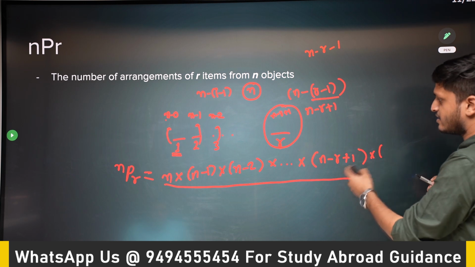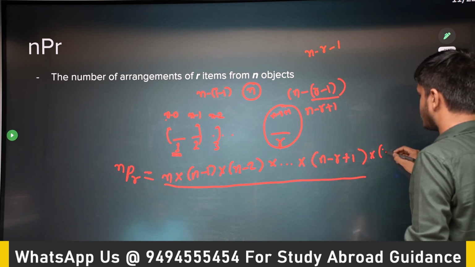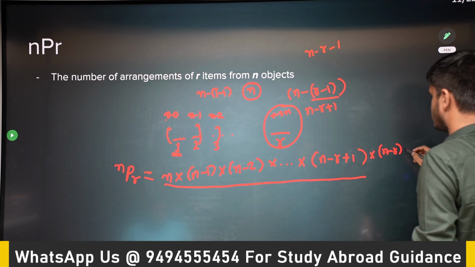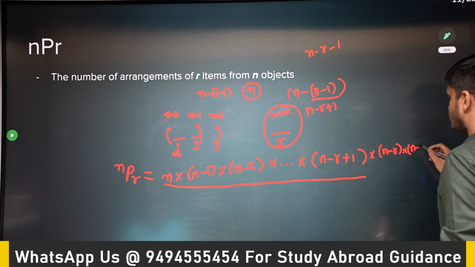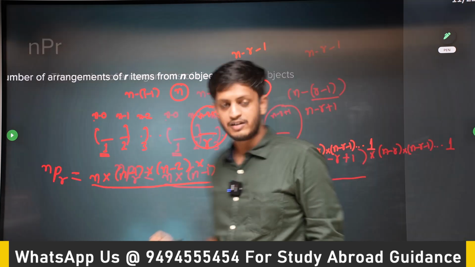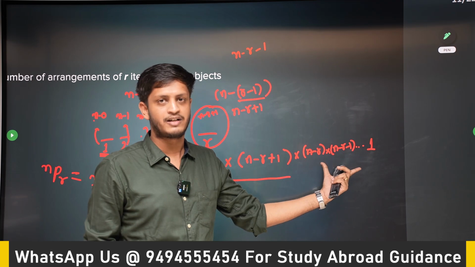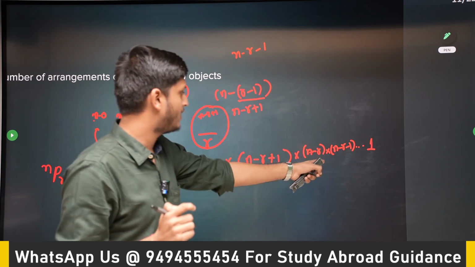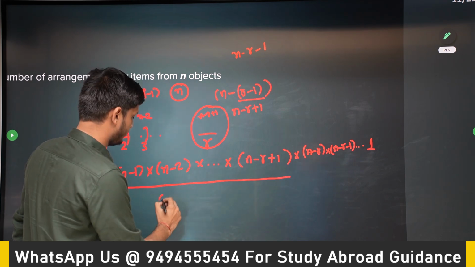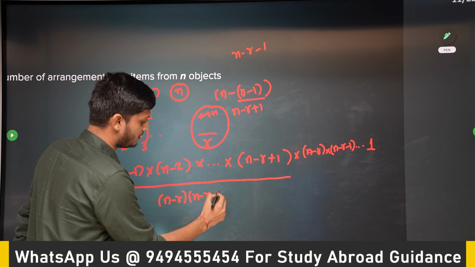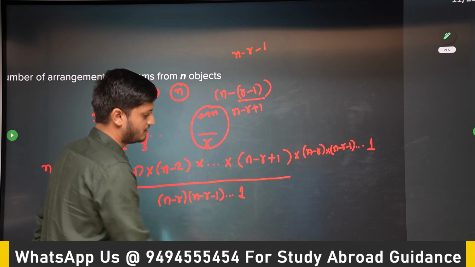So what will be the next lower number? It will be n minus r. Just subtract 1 from it. The next number will be n minus r minus 1, and so on up to 1. I just multiplied this in the numerator so that I can have all the numbers up to 1 in the numerator, and I will divide by the same numbers in the denominator: n minus r, n minus r minus 1, all the way up to 1.